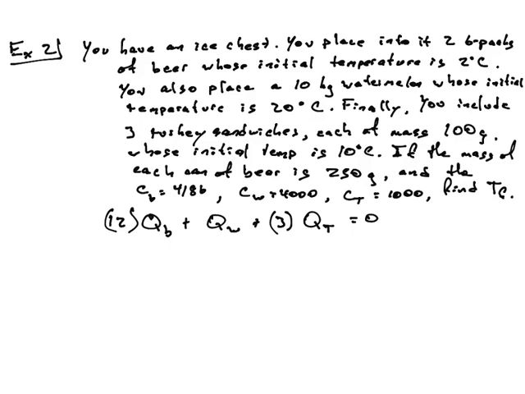Next step, replace all the Q's with Cm delta T. Okay. So I still have 12 out in front. Q for beer becomes C for beer. And what is C for beer? 4186. M for beer, what's the mass of a single beer? 250 grams, so that's 0.25 kilograms. And delta T is final temperature, which is what I'm looking for, minus the initial temperature of the beer, which is 2 degrees.